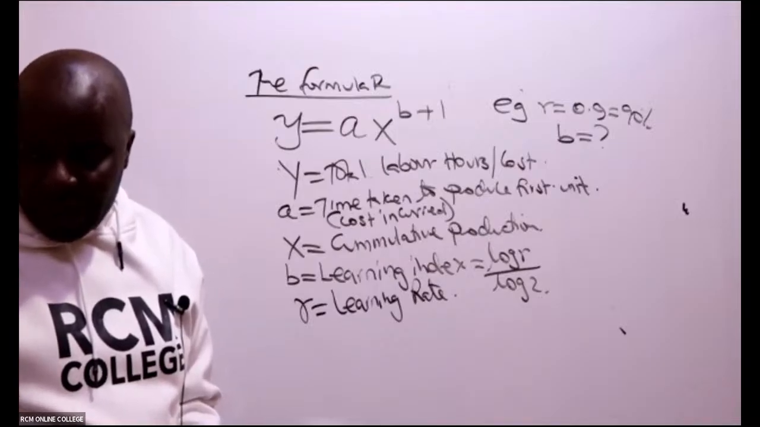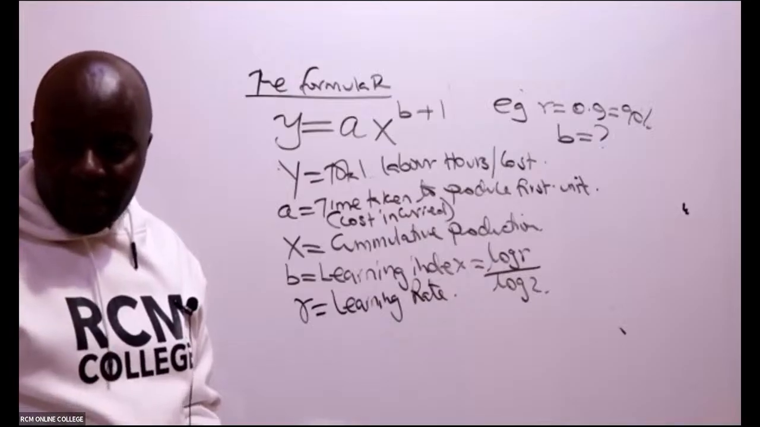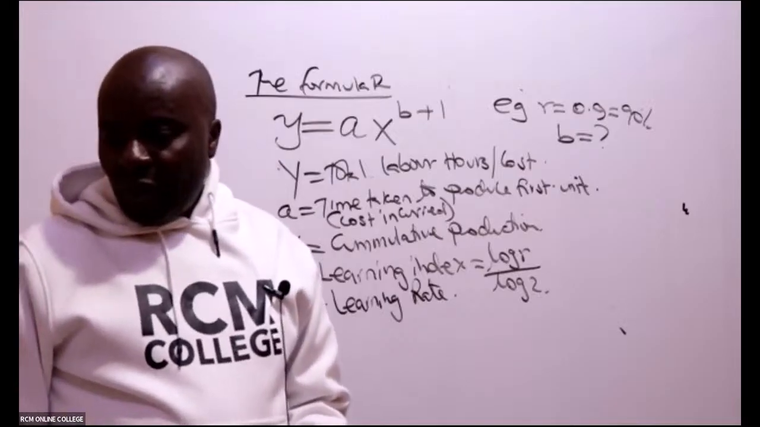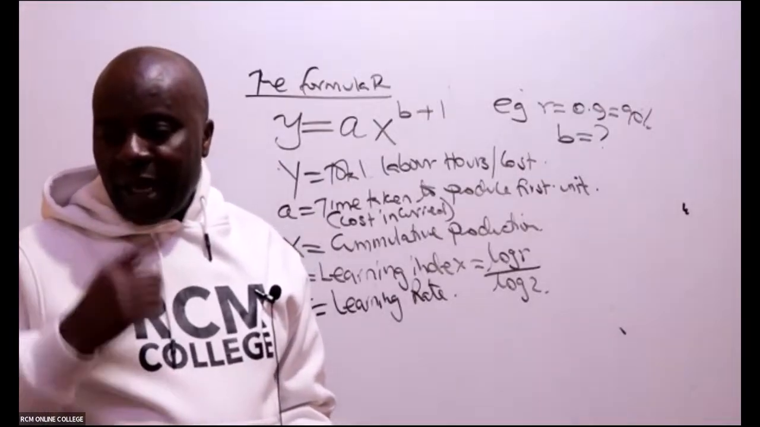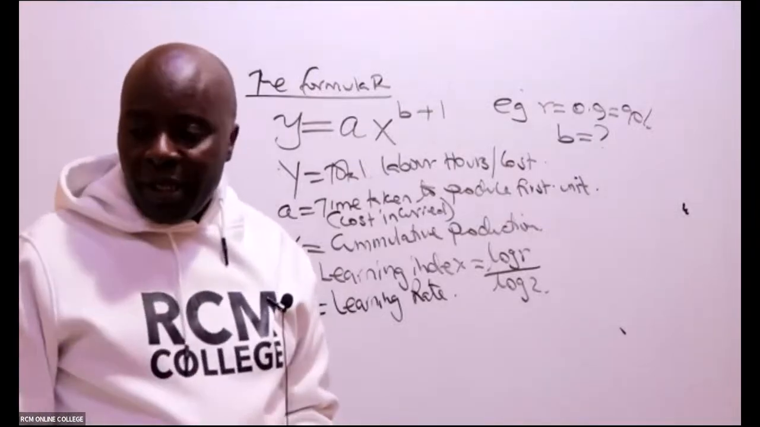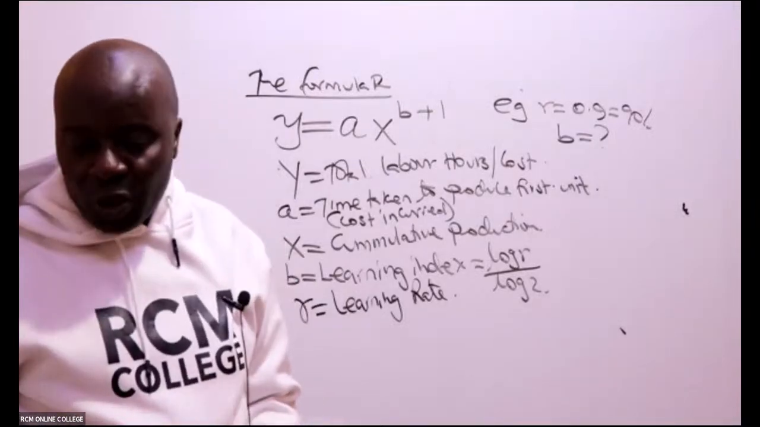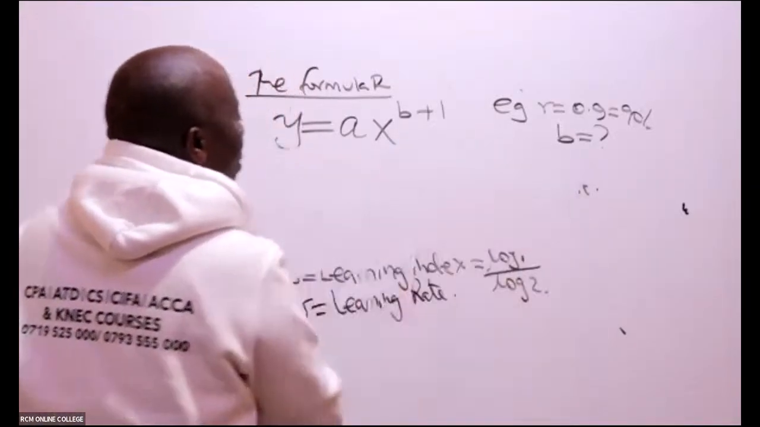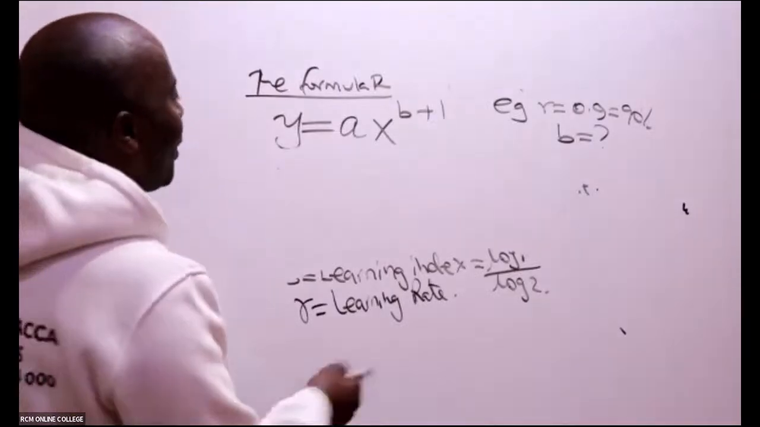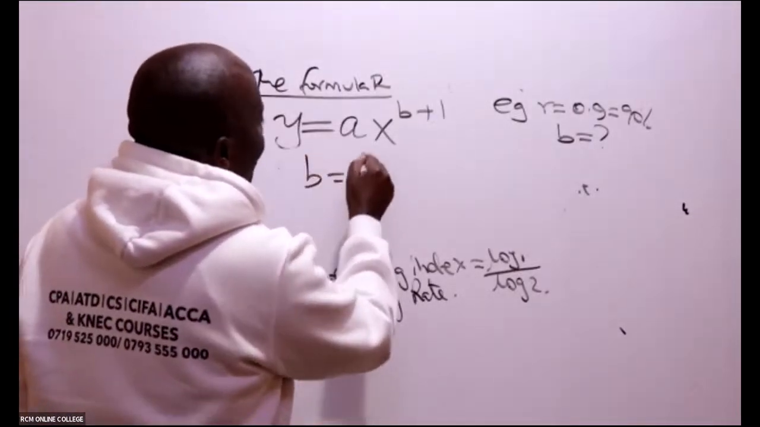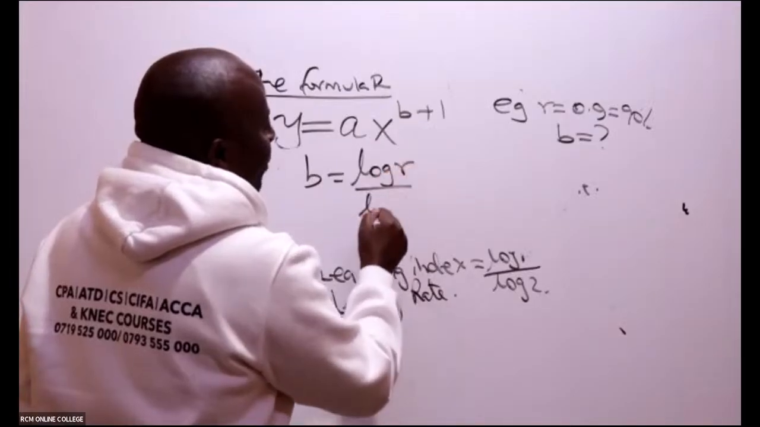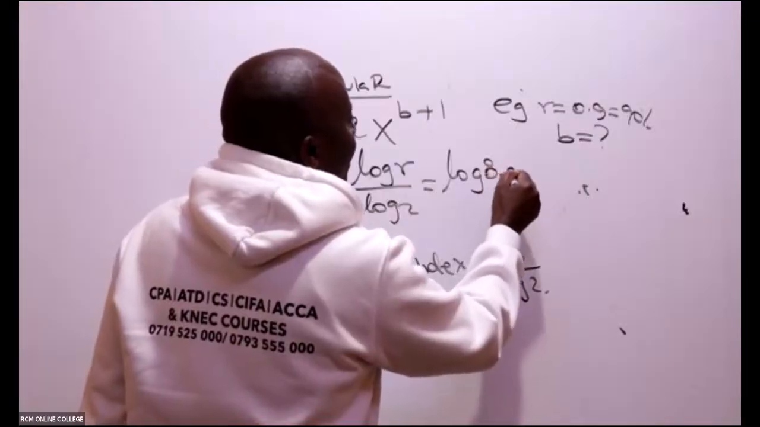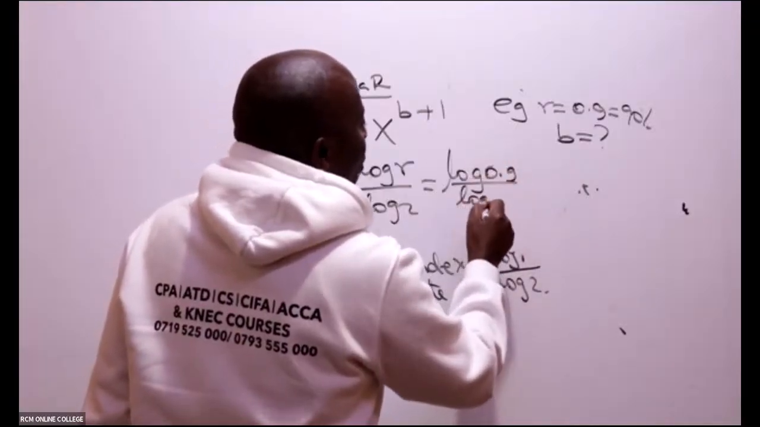Yeah, to show you that this is really, really easy. If the learning rate is 90%, then what will be the value of b? Have you mastered the formula of getting b? To get b, we take the logarithm of r over the logarithm of 2. So this will be the logarithm of 0.9 over the logarithm of 2.